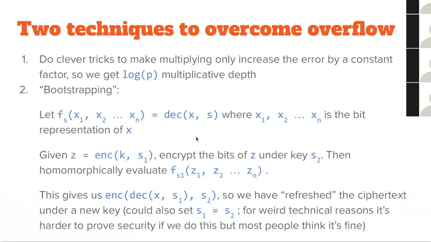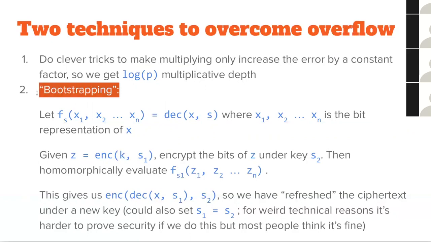So if you imagine we can make a protocol where every multiplication increases the error by some fixed factor, say a factor of 1,000, then that's only 10 bits. And so if your modulus has a bit length of, say, 10,000, then your multiplicative depth goes up to 1,000, which is already huge. Now, this is one solution. And the second kind of solution is bootstrapping.